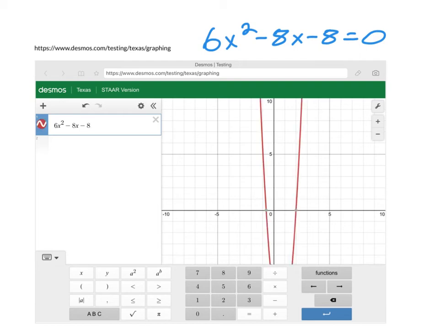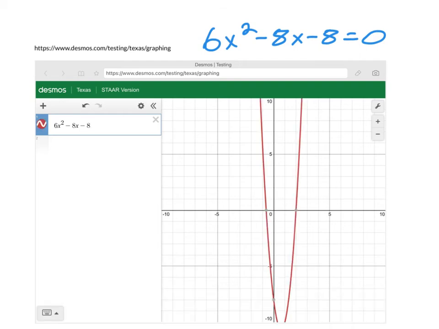All right, and you see that it graphs it for you. And the solutions of this quadratic equation are where it crosses the x-axis. So here's one right here at (2, 0). That means one of the solutions is x equals 2.